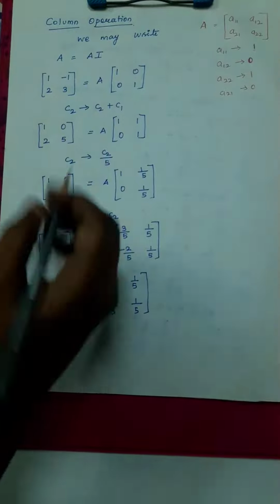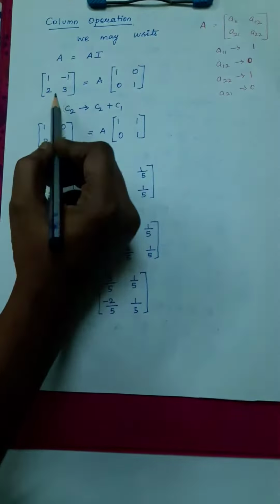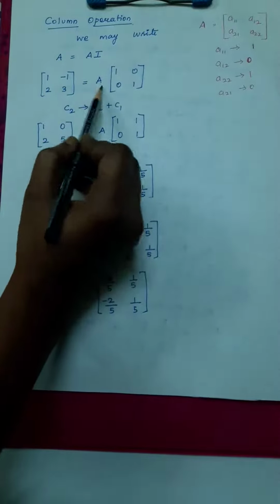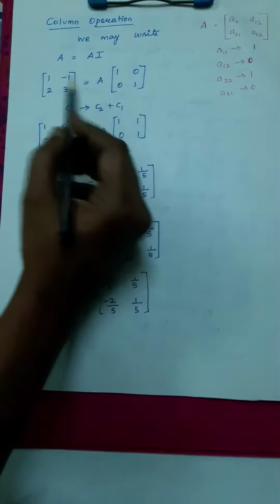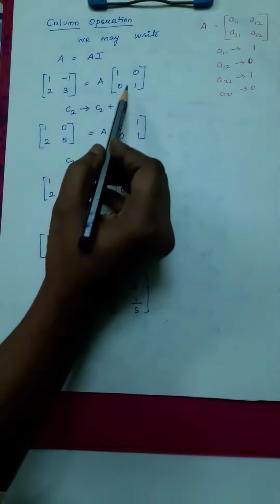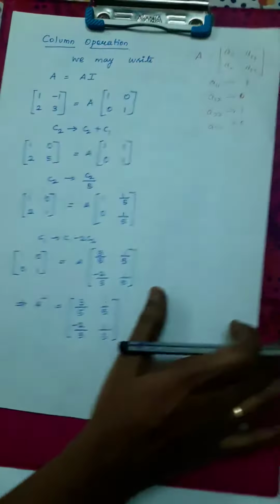Now for column operation, we need to write A is equal to AI. So write matrix A equal to A, identity matrix 1 0 0 1. We are going to do column operation both in this matrix and in the identity matrix, as we did in the row operation. Before entering into the solution, we will go through the steps.